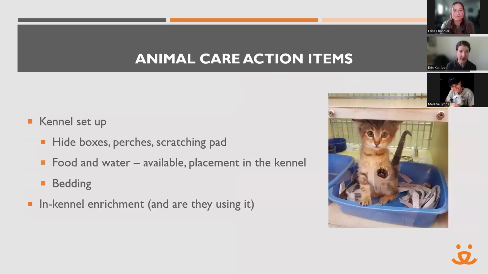Items for animal care. Taking a look at kennel setup, right? We saw that cat earlier, so things like hide boxes. Do our cats have perches and scratching pads? Do we have food and water available? And is it placed appropriately in the kennel? Do animals have access to soft bedding? Do animals have in-kennel enrichment available? And if there's enrichment provided, are they actually engaging with that enrichment?